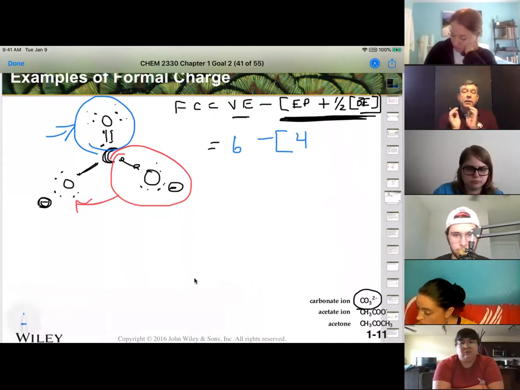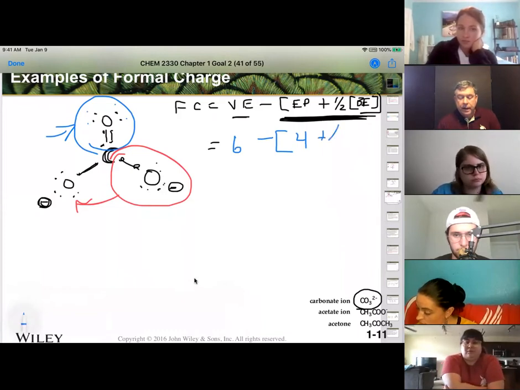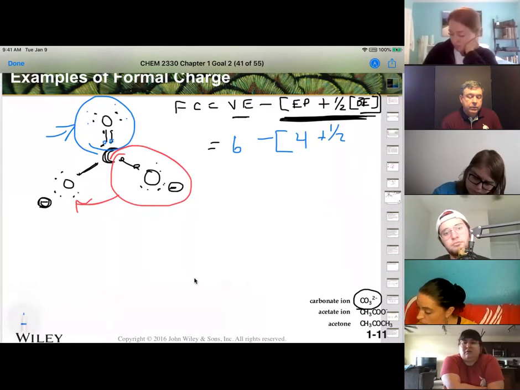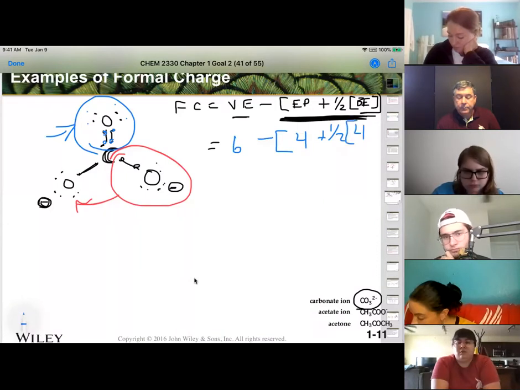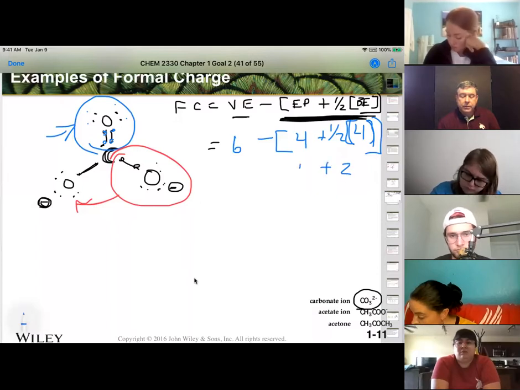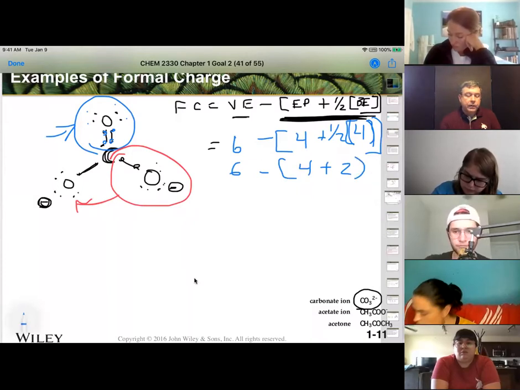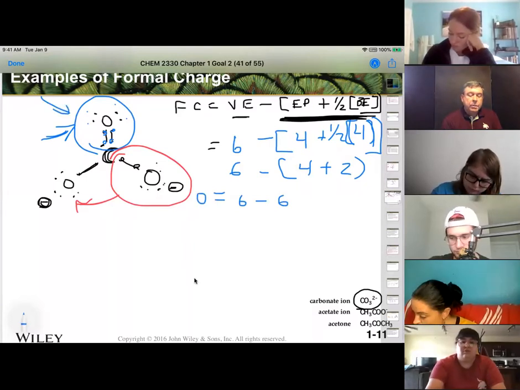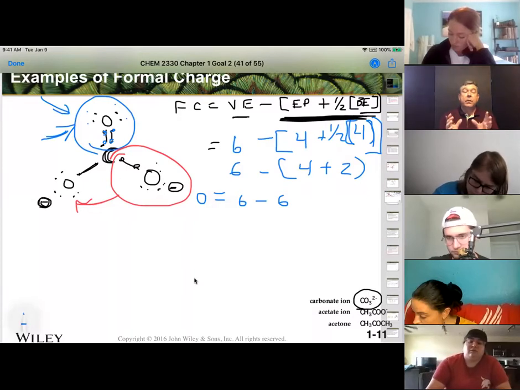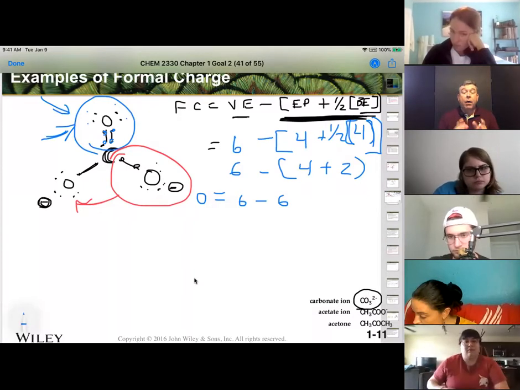Those electrons are not bonding, so those count as the non-bonding electrons, right? Plus 1/2 of, we have 1, 2, 3, 4 electrons in those two bonds. So 1/2 of 4 electrons is 2, plus 4, minus 6, which means the formal charge on this oxygen is 6 minus 6, which is equal to 0. So the formal charge on this type of oxygen in our system is 0, and so that also does not contribute to the overall charge of the molecule.